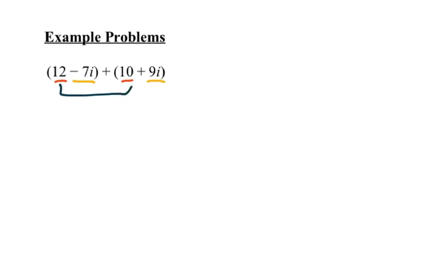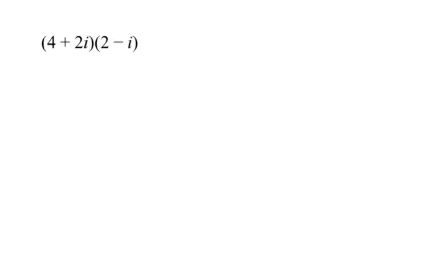10 plus 12 is 22. And negative 7i plus 9i is 2i. There's the answer. And it is, again, a complex number. So I added two complex numbers together, and I got a complex number.